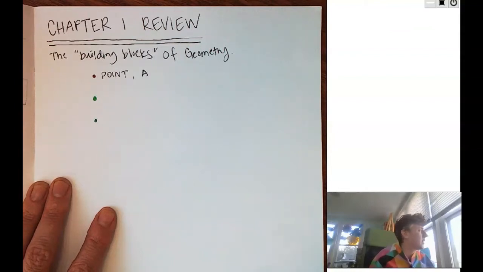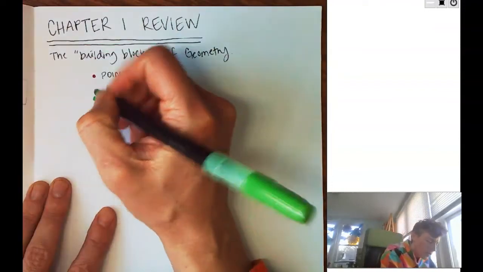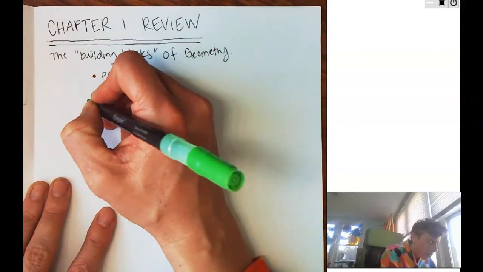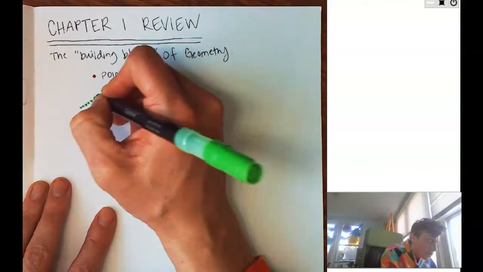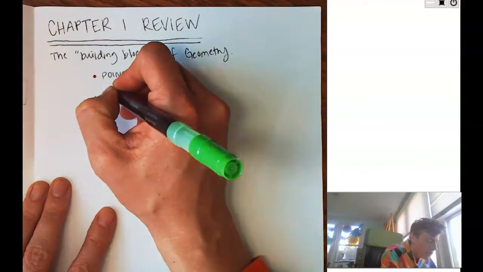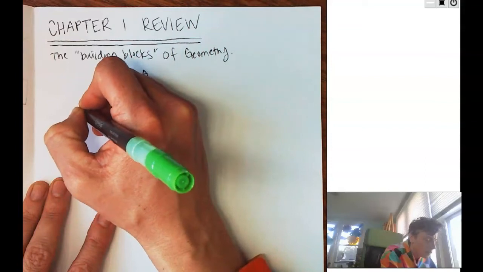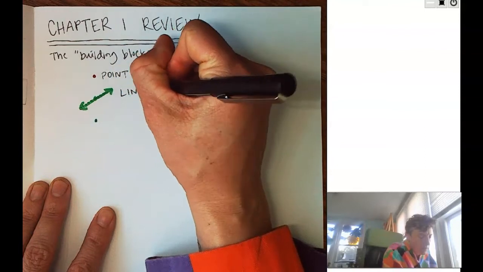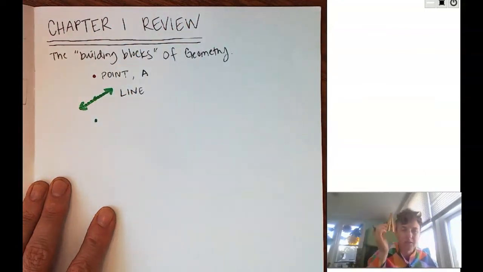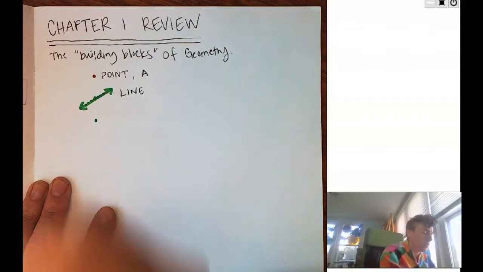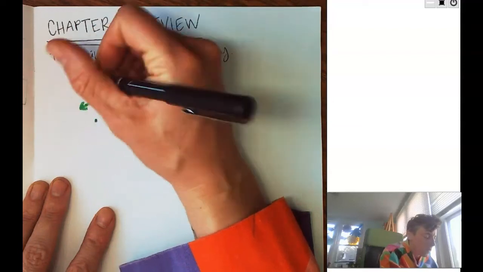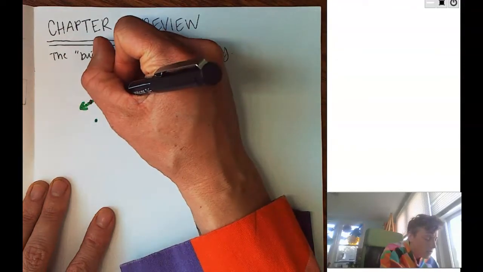Then we have a line, which we get when we put infinitely many points together, starting from a point and then continuing on in both directions forever and ever and ever. There's our line. Now, to talk about a line, we really need 2 points on the line, so it tells us where it is and where it's going, right? We need some location and direction.